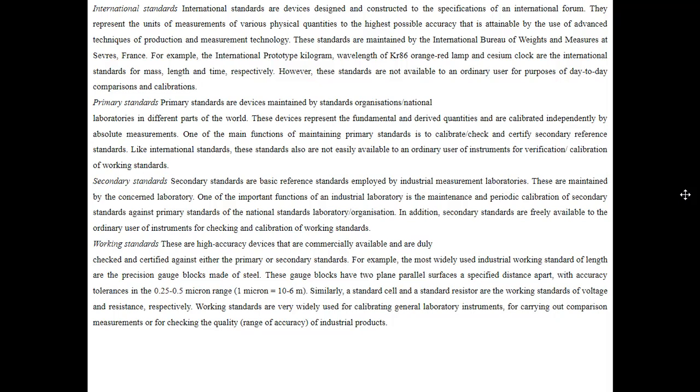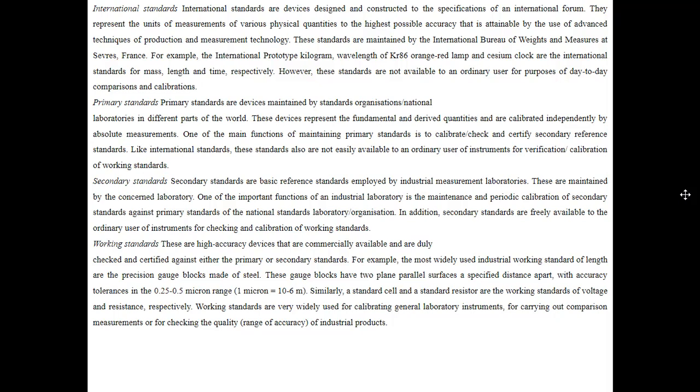Secondary standards are basic reference standards employed by industrial measurement laboratories. These are maintained by the concerned laboratories. One of the important functions of an industrial laboratory is the maintenance and periodic calibration of secondary standards against primary standards of the National Standards Laboratory Organization. In addition, secondary standards are freely available to the ordinary user of instruments for checking and calibration of working standards.